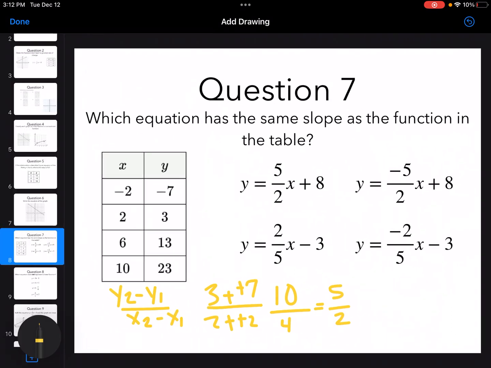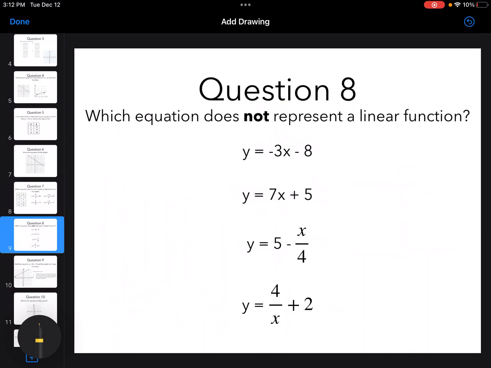So they just want the slope to be the same, right? They want the same slope. So 5/2. So it would have to be that one. Which equation does not represent a linear function? Because they divided by x.